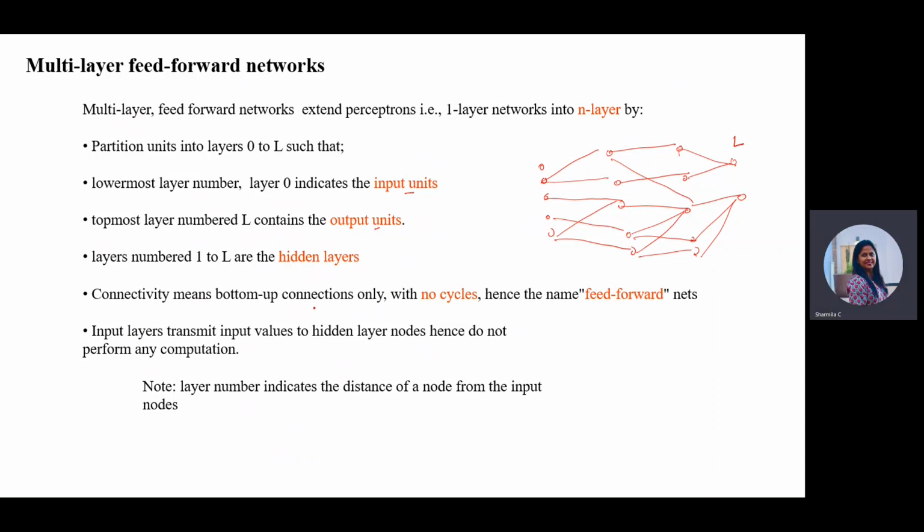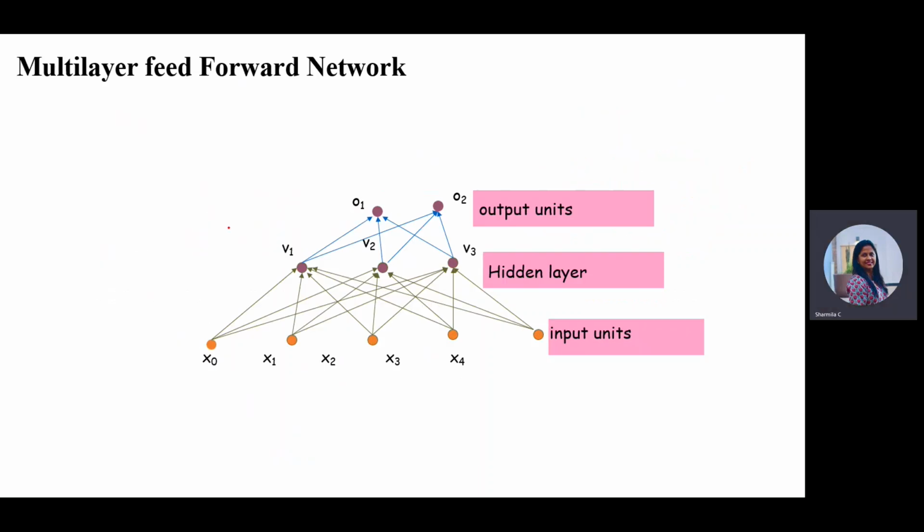Connectivity means bottom-up connections only with no cycles, hence the name feed-forward nets. Input layers transmit input values to the hidden layers, hence do not perform any computation. Whatever computations are performed are performed at the hidden layer as well as the output layer. Layer number indicates the distance of a node from the input nodes. So this is how a multi-layer feed-forward network is considered.